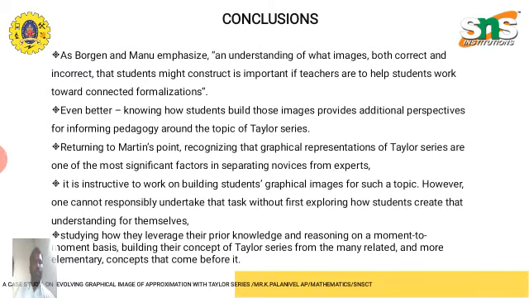However, one cannot responsibly undertake the task without first exploring how students create the understanding for themselves, studying how they leverage their prior knowledge and reasoning on a moment-to-moment basis, building their concept of Taylor series from the many related and more elementary concepts that come before it.